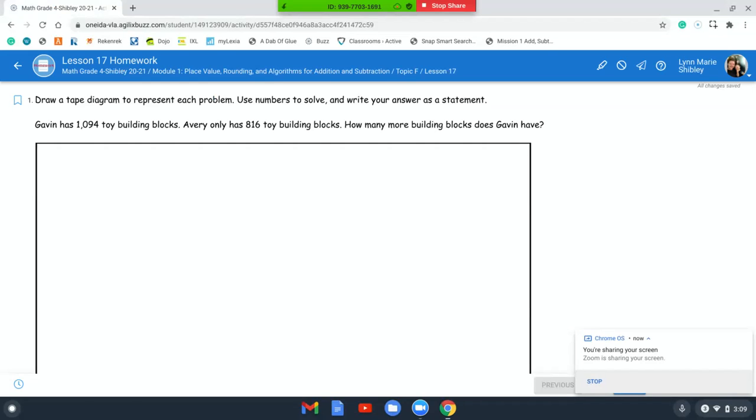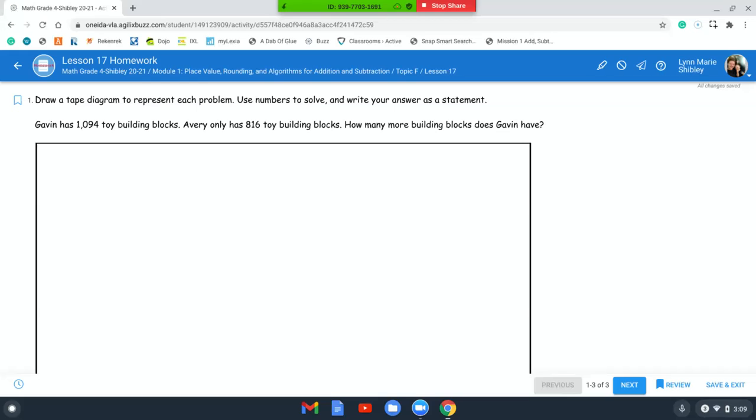This tutorial is about how to answer two-step problems and how to do tape diagrams. So we're going to look at an example that the students did on their homework for lesson 17 for our first unit. It says, draw a tape diagram to represent each problem. Use numbers to solve and write your answer as a statement.